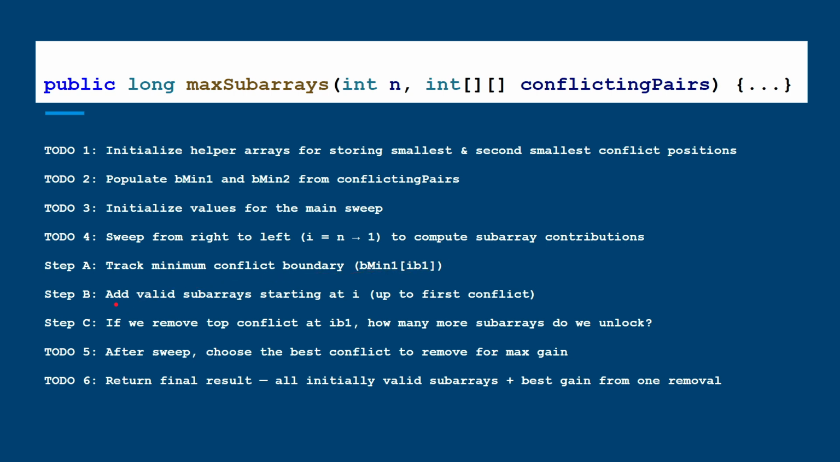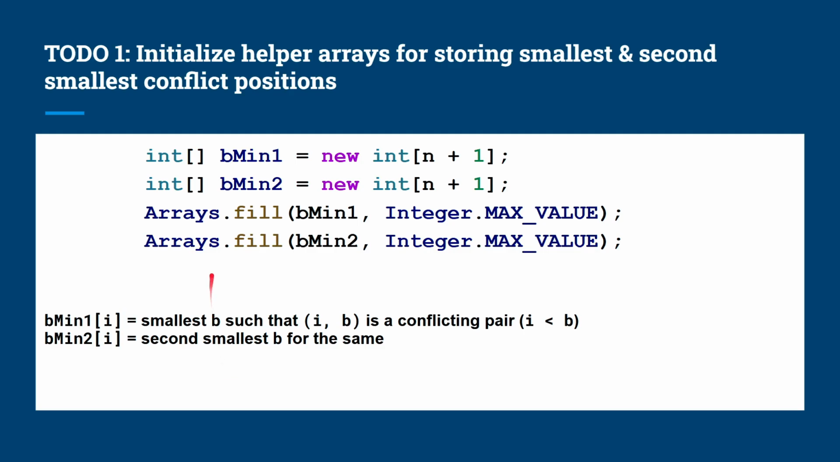Then further, when we are sweeping the value, there will be steps a, b and c, right? These are the steps we will need to do, where first we will track the minimum conflict, then we'll add the valid subarray starting at i, and if we remove the top conflict, we'll find how many subarrays we unlock, right? After each swap, we'll choose the best conflict to remove, take the max again, and return the final result. Okay, let me show you in detail.